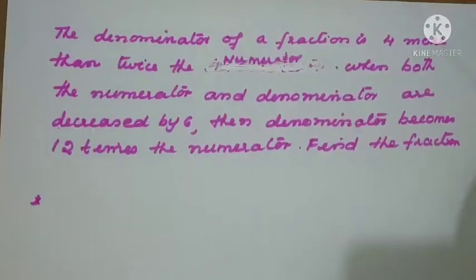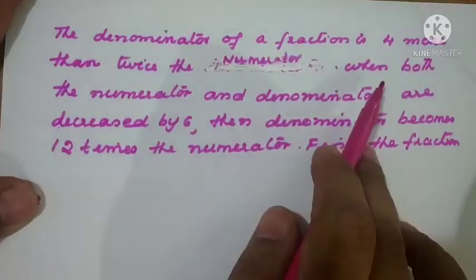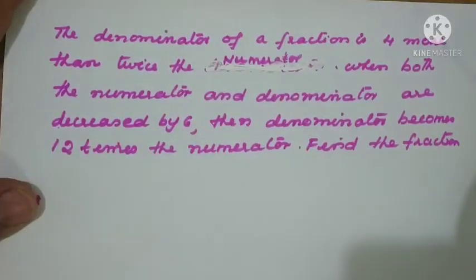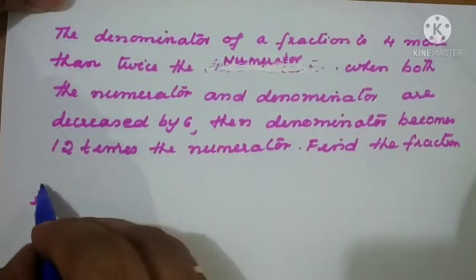Good morning children. We are continuing the substitution method from the chapter pair of linear equations in two variables. The denominator of a fraction is 4 more than twice the numerator. When both the numerator and the denominator are decreased by 6, the denominator becomes 12 times the numerator. Find the fraction. So we should assume that it is a fraction only.